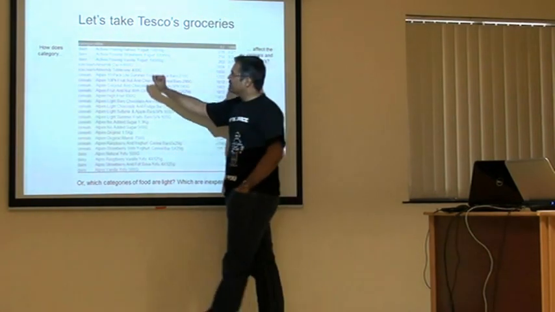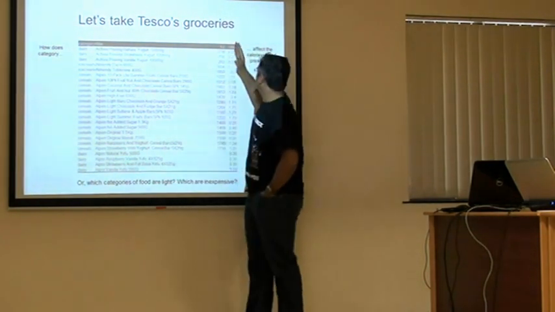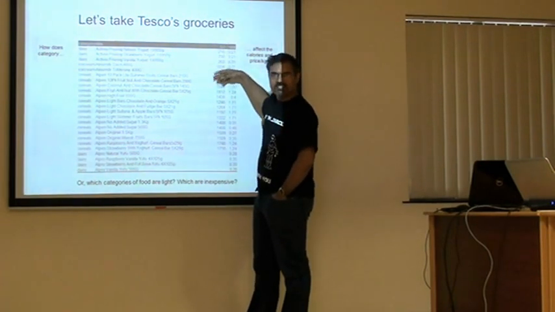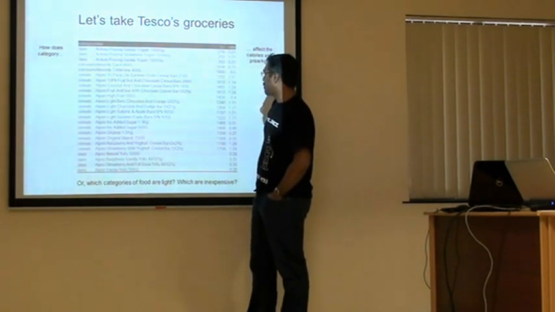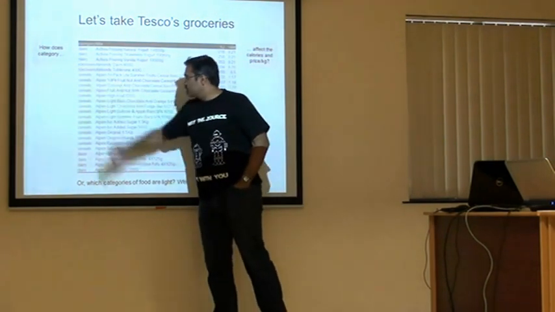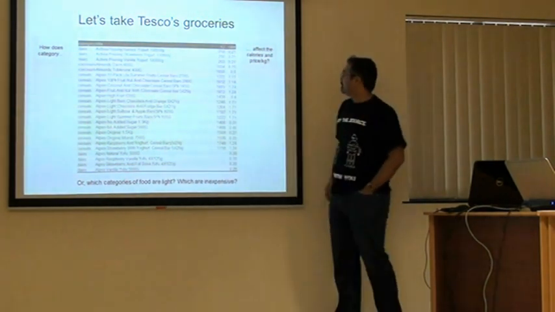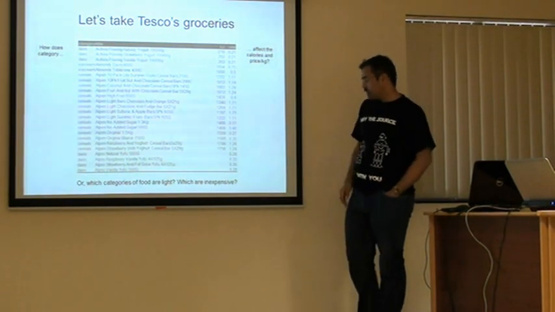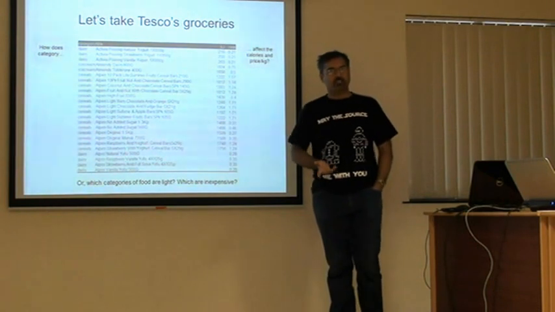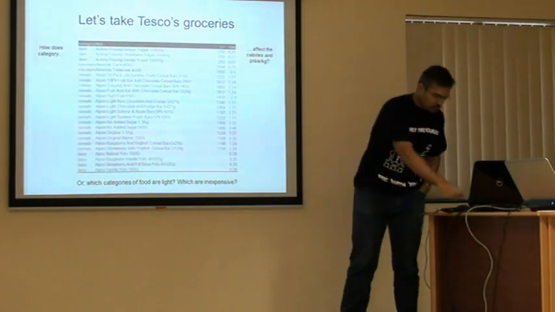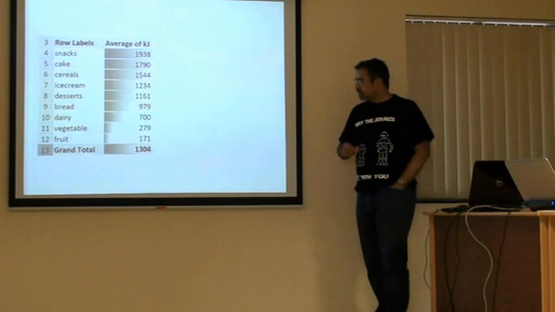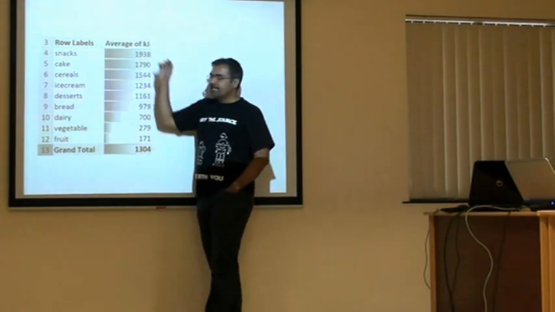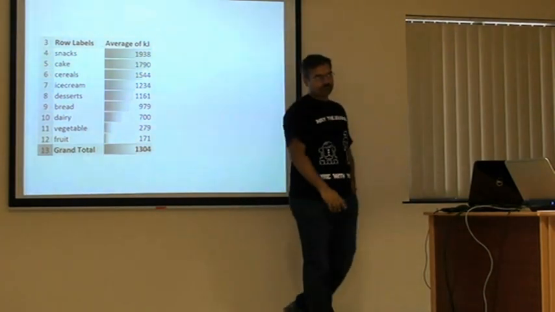So what we've got is the categories, the energy, the calories and the cost. So one of the easiest things to figure out is how does the category affect the calories and price per kg? Or in other words, which categories of food are light, which are the inexpensive ones? Let's do that. Here's the result of breaking up by category the average calories, the average kilojoules.